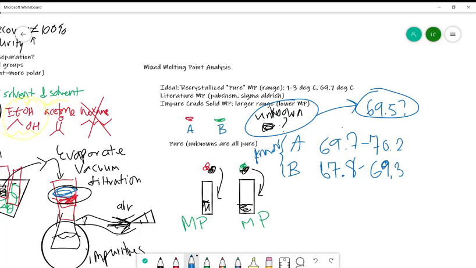But if it's not A, then you know the temperature of the mixture is going to be lower, and it's going to be a wider range, so it will probably be more than 3 degrees of a range. And then if it were B, same thing. Or if it were not B, then it would be lower and greater than 3 degrees.